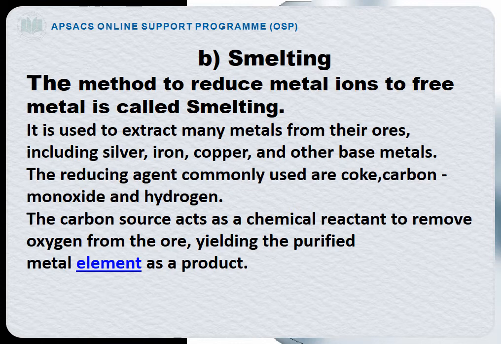Smelting. The method to reduce metal ions to free metal is called smelting. It is used to extract many metals from their ores, including silver, iron, copper and other base metals.